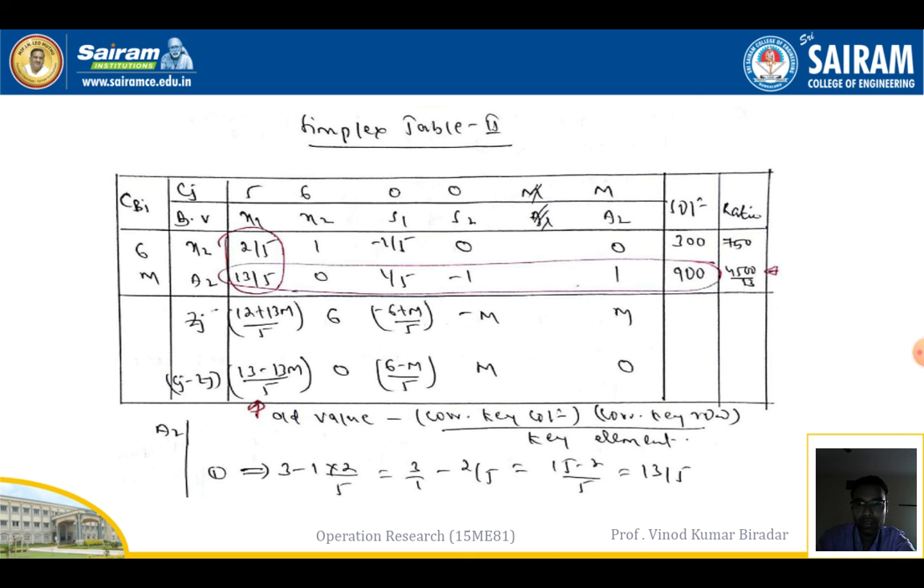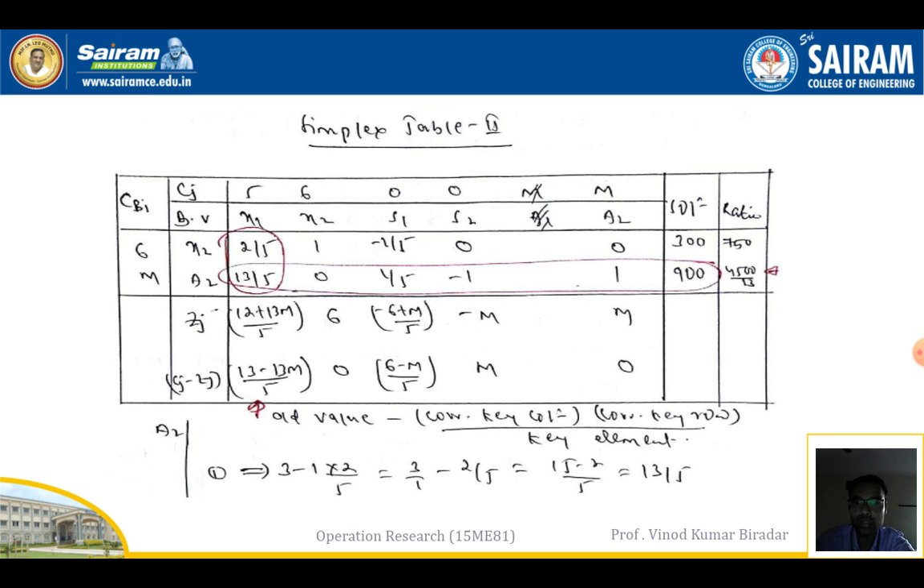So again select the highest negative value. So this is the highest negative value. The respective column you draw in a rectangular block. Along with that, again 300 and 900 are there. 300 divided by 2 by 5, you will get 750, and 900 divided by 13 by 5, you will get 4500 by 13. So again one line will be there, one point will be intersecting: 13 by 5 and this is 2 by 5. So this 13 by 5 is the key element, x1 is entering and a2 is leaving. So a2 you don't treat for the next table, you have to delete it.